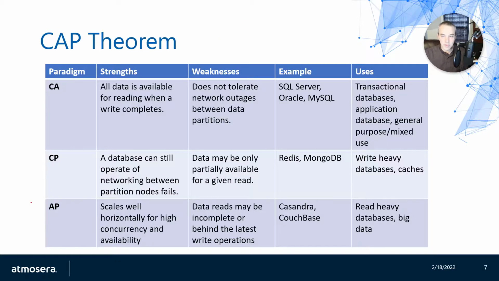So here's a summary table of what we've just discussed concerning the paradigms with the CA, the CP, and the AP databases. As we discussed with CA databases, the strengths are that all the data is available once it's written for whatever the transaction might be. So you have strong consistency and it's already available the minute that it is written. The weakness is that this one doesn't tolerate network outages, which might not be a problem if you're just working on a highly reliable network like a local area network. As we said, examples are SQL Server and Oracle and MySQL.